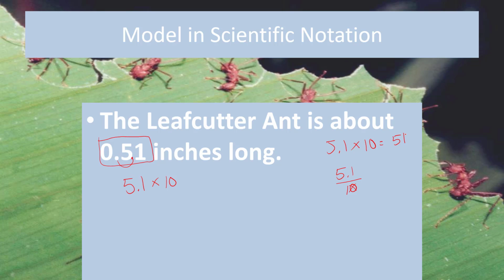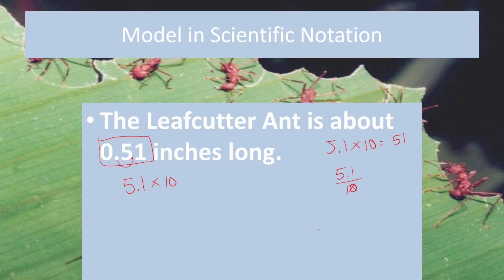Now, this changes things up just a little bit, because 5.1 divided by 10 is actually going to move the decimal backwards, which is what we want it to do. But we need to remember something about our exponent laws to understand why that 10 is now in the denominator.